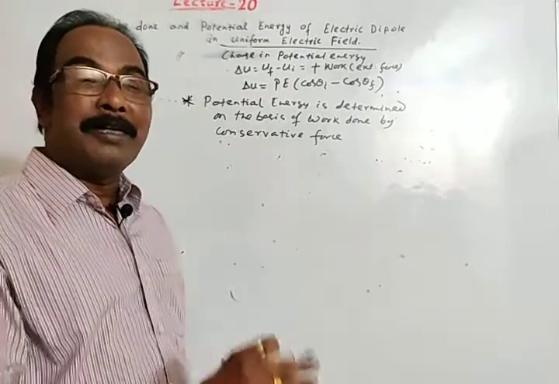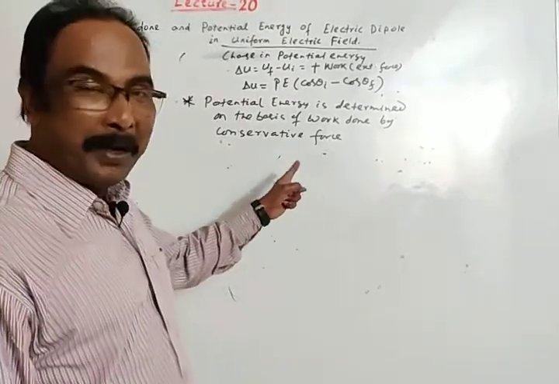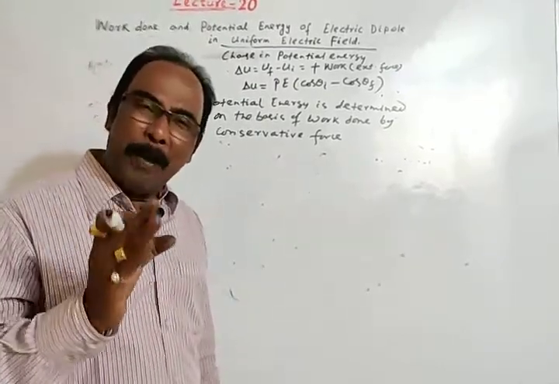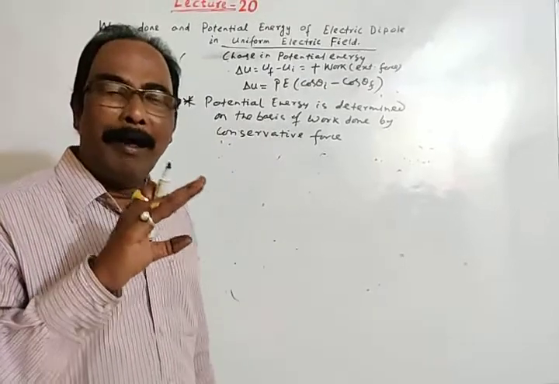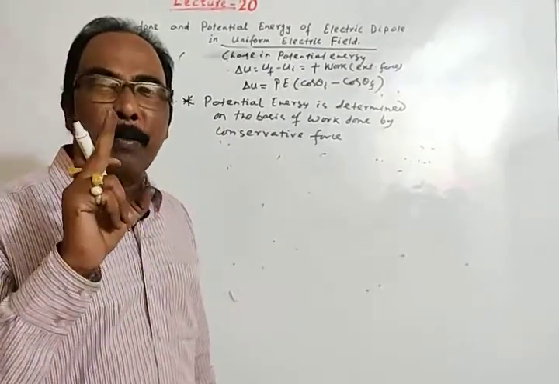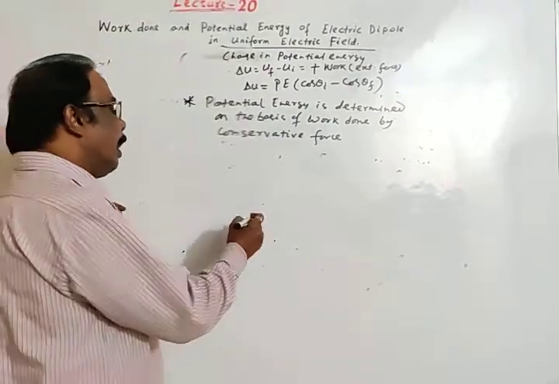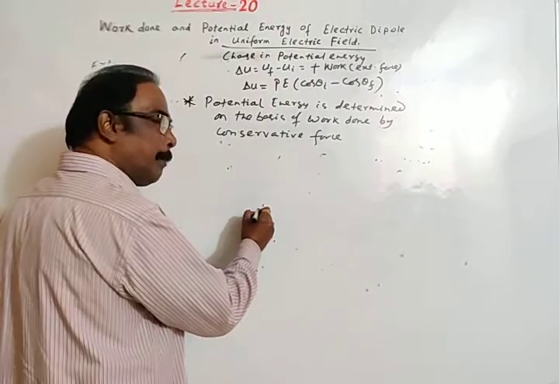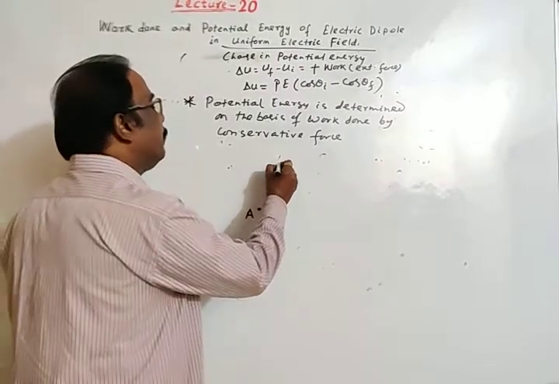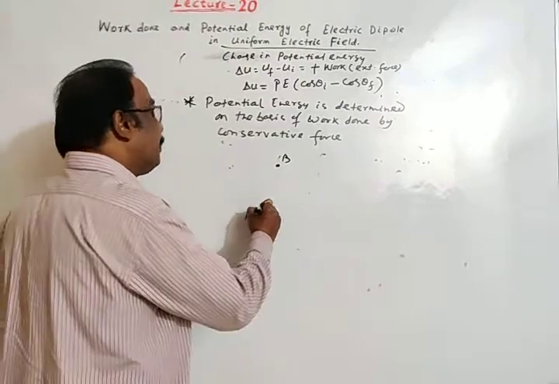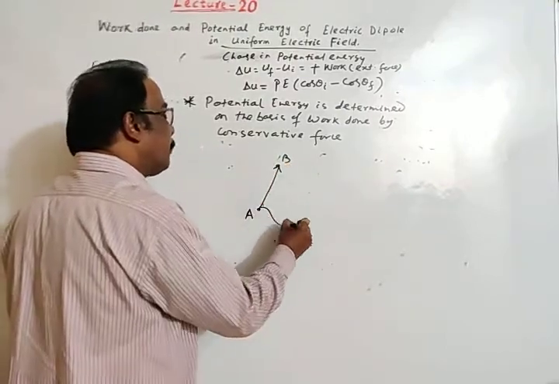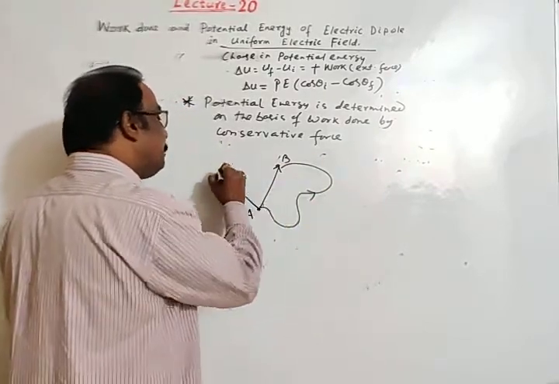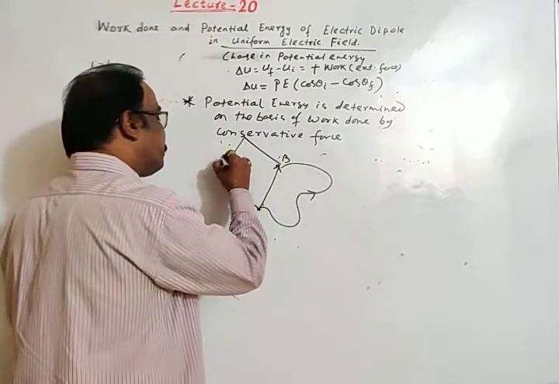But the first discussion is important in our lecture 20. Okay, work done by conservative force is independent of path. Work done by non-conservative force depends upon path. Suppose I change the position of a body from position A to a new position B. The path may be directly from A to B, or the path may be from A to B like this, or the path may be from A to B like this.